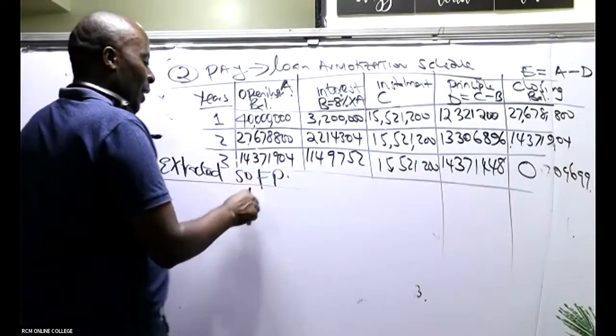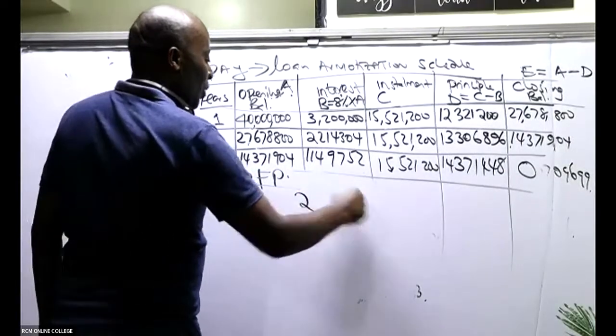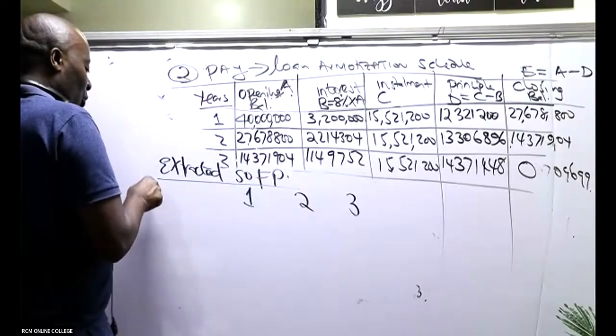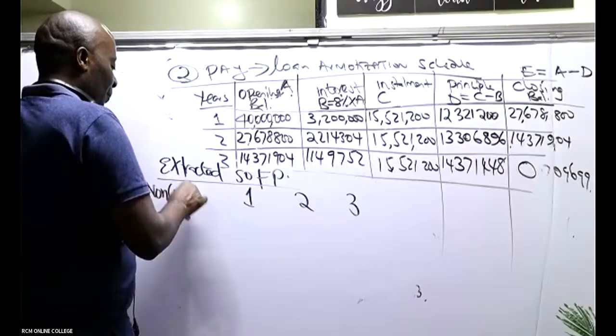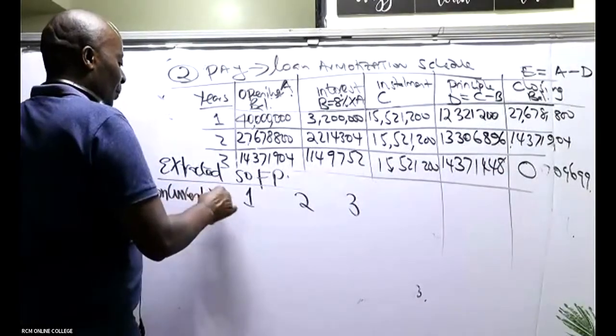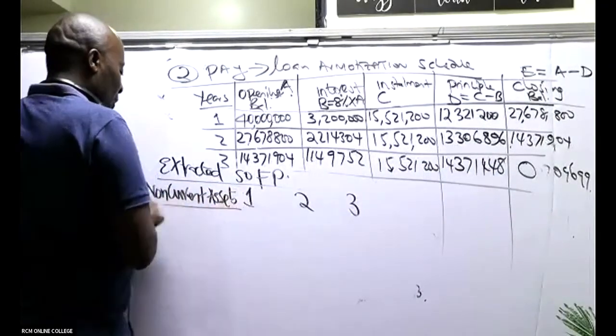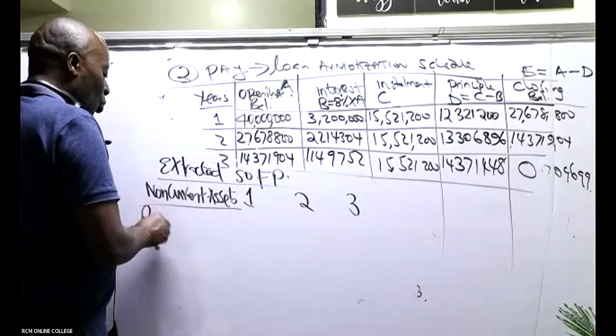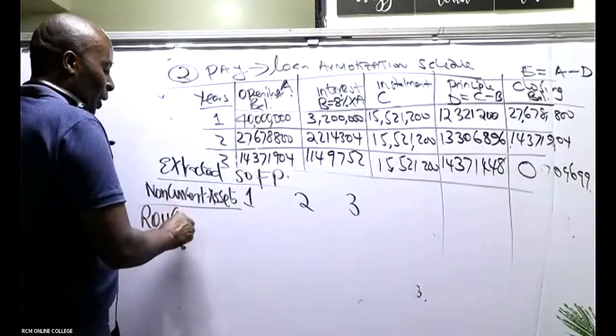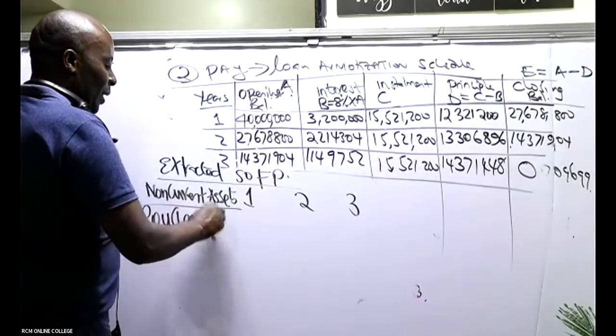Remember, we have our years 1, 2, 3. First of all, you start with non-current assets. For the non-current assets, you shall always begin with this leased asset. We call it ROU, right of use. You can just simply put it there as a leased asset.